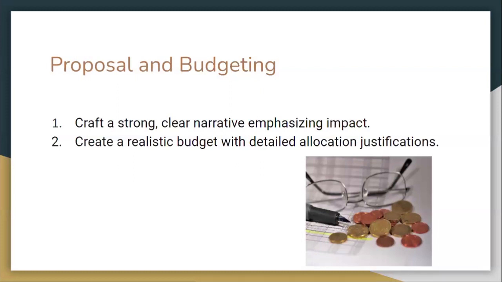You also need to create a realistic budget that coincides with the amount of the grant you're requesting. I've seen some budgets that don't make any sense. It needs to follow what's called SMART goals: specific, measurable, achievable, relevant, and time-bound. The budget needs to make sense of how you're going to accomplish the goal, the purpose of the project or the initiative.